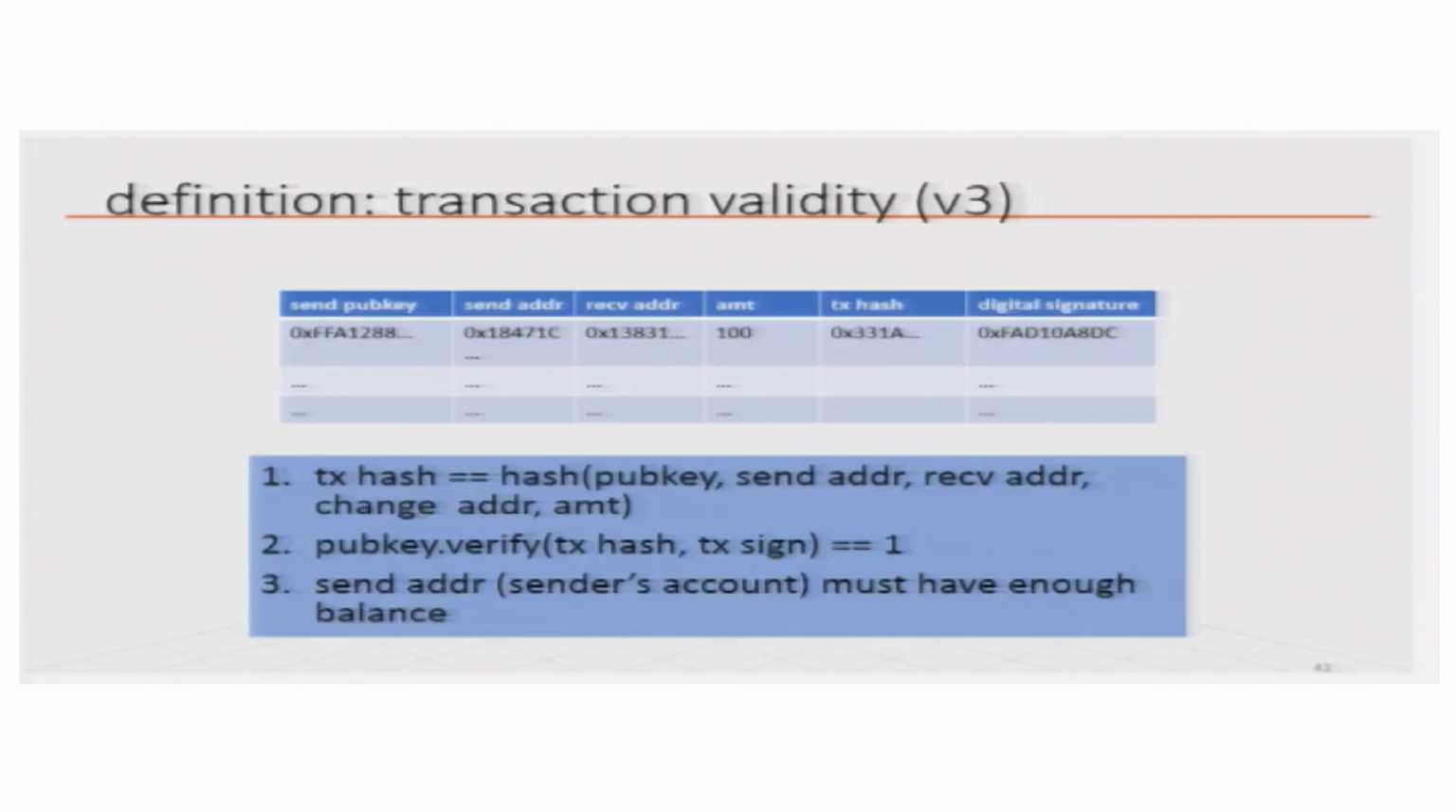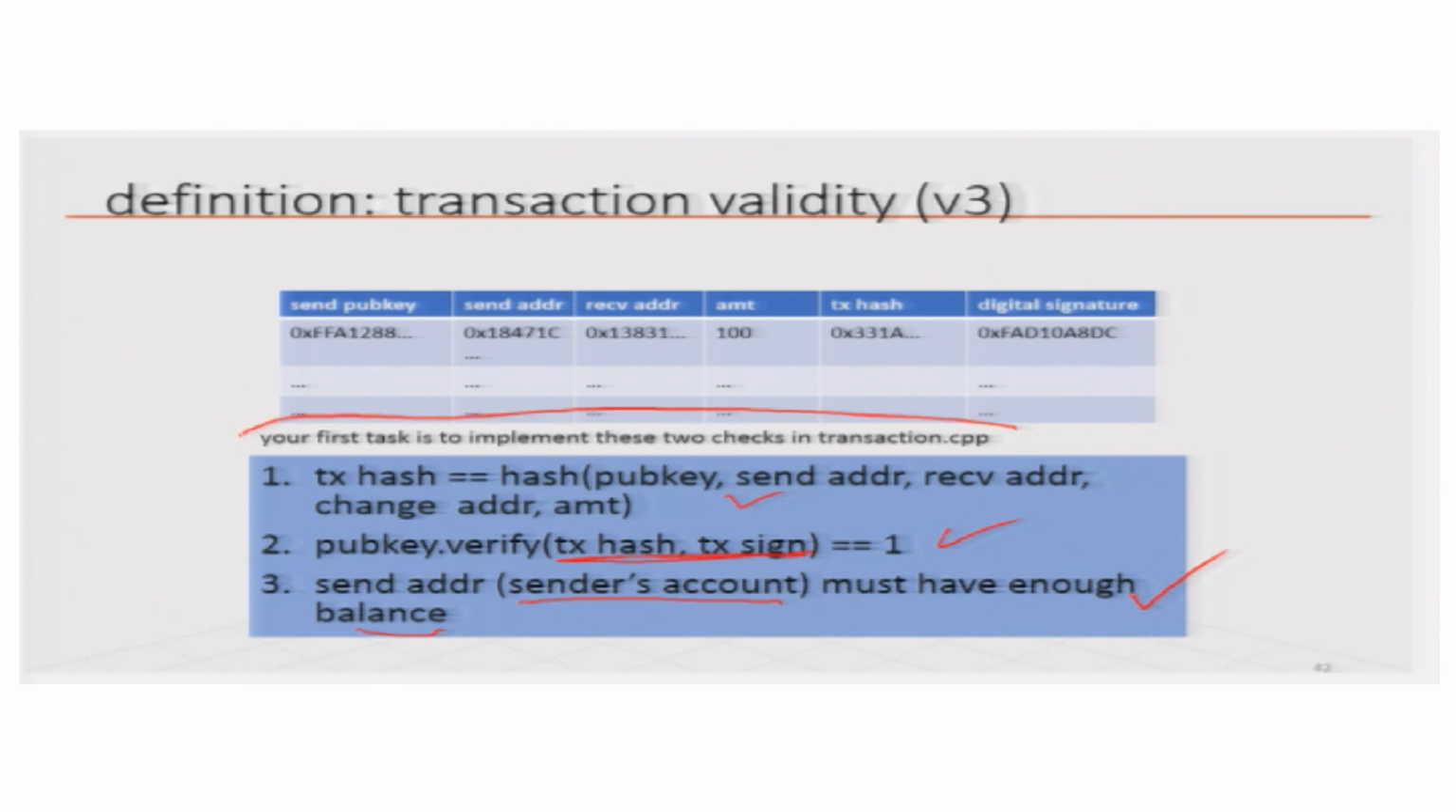So, now we have a third definition of transaction validity. First, the transaction hash is there, and then you should be able to verify the signature on the hash, and then your sender's account must have enough balance, right. So, this we already had, and we also had this signature thing, but the new thing is that we have to take the hash of the transaction and then verify the signature on the hash.